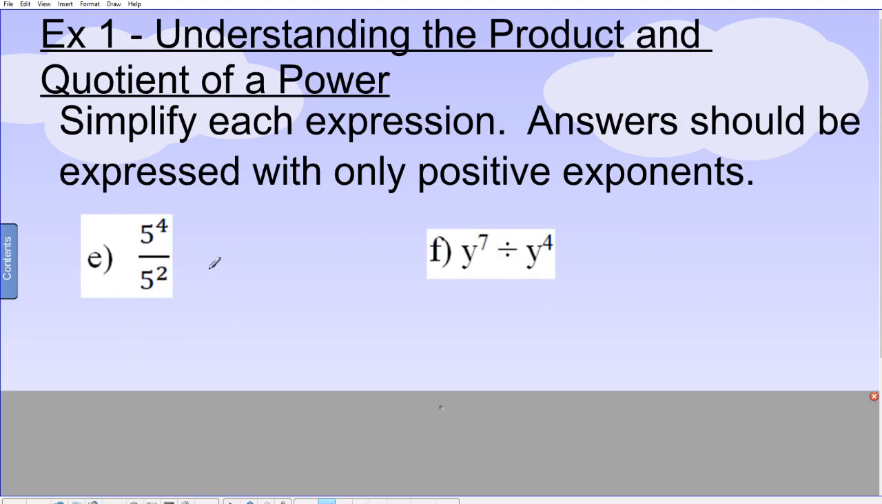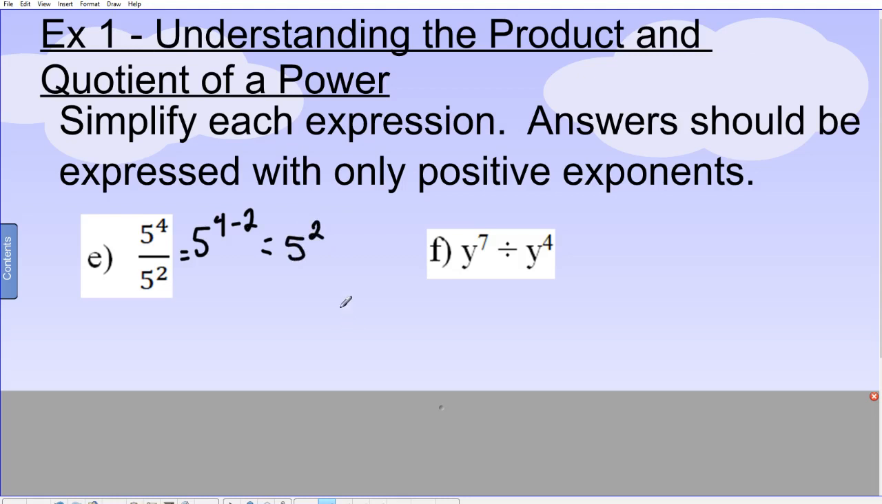So instead of adding the exponents, we're going to subtract them. So this could be interpreted as 5 to the 4 minus 2. I'm subtracting my exponents, taking the top one minus the bottom one, 5 to the 4 minus 2 power. And that should give me 5 squared.